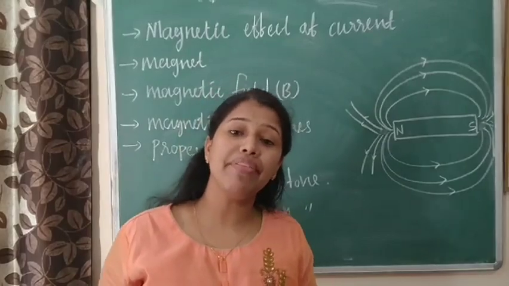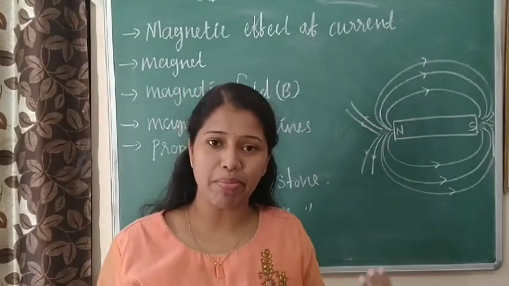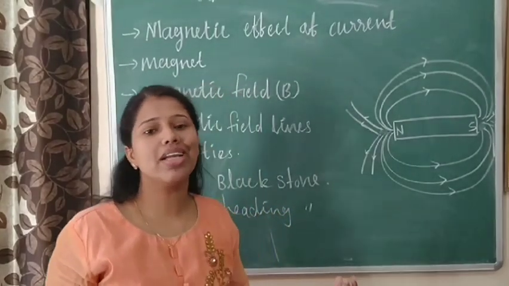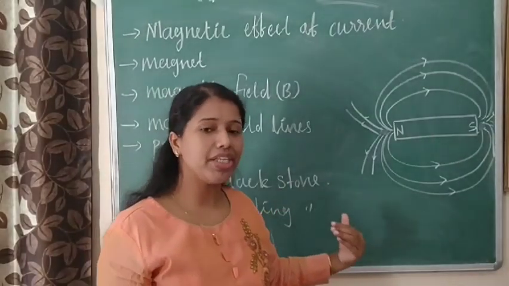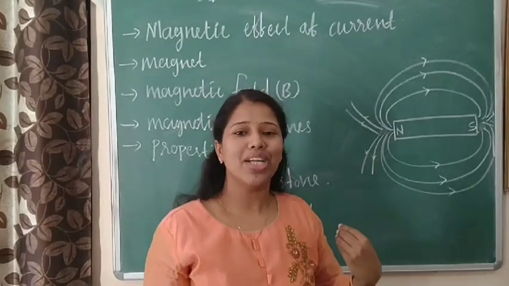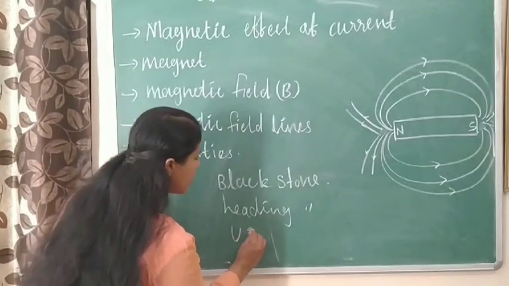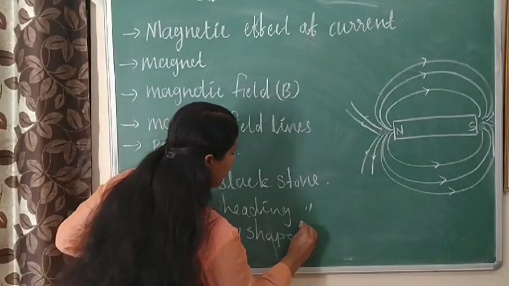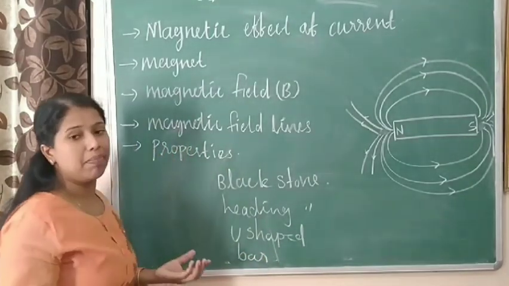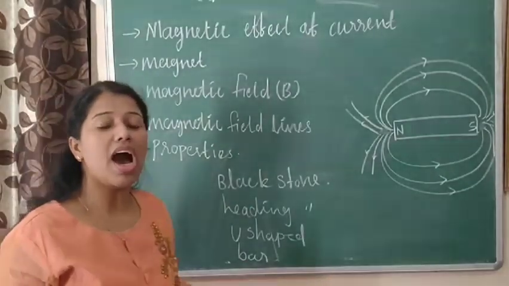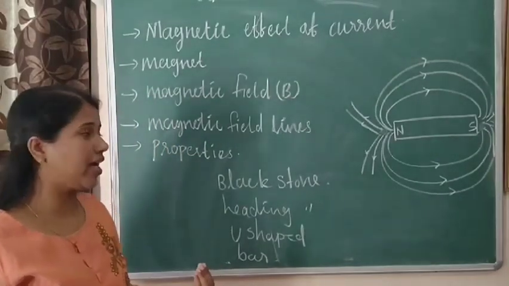Next one is artificial magnet. Artificial magnet means man-made magnet, that means regular in shape. Natural magnet is irregular in shape. Artificial magnet is regular in shape. For example, U-shaped magnet, and bar magnet. These are examples of artificial magnets. Here we are using this artificial magnet.